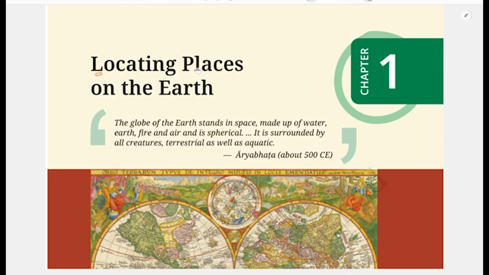Science that is locating places on Earth. So we'll start with a quote stated by Aryabhatta. Here it states that the globe of the Earth stands in space made up of water, earth, fire and air, and it is spherical, and it is surrounded by all creatures which are both on land and in water.